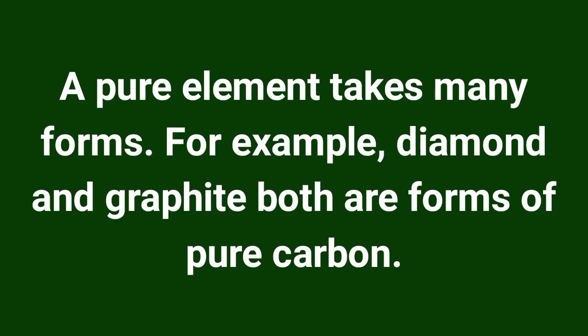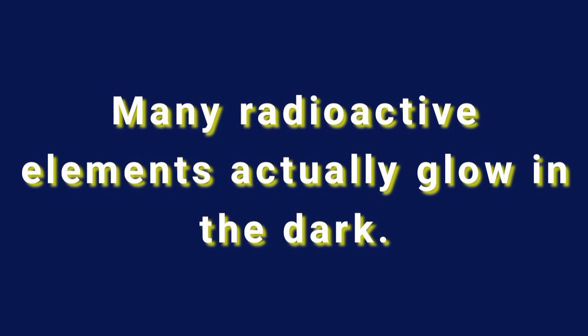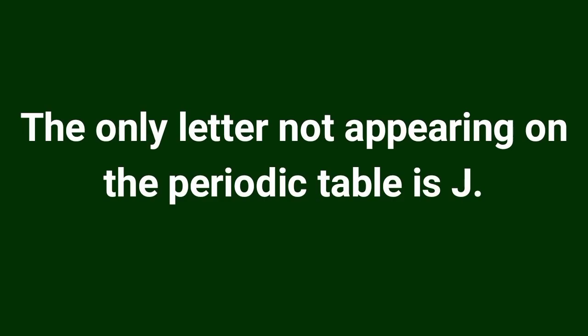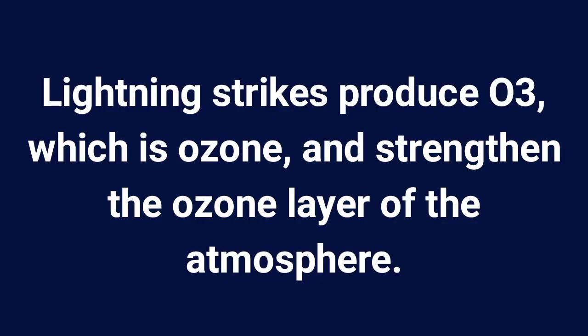A pure element takes many forms. For example, diamond and graphite both are forms of pure carbon. Many radioactive elements actually glow in the dark. The chemical name for water, H2O, is dihydrogen monoxide. The only letter not appearing on the periodic table is J. Lightning strikes produce O3, which is ozone, and strengthen the ozone layer of the atmosphere.